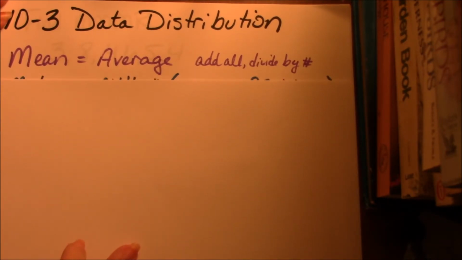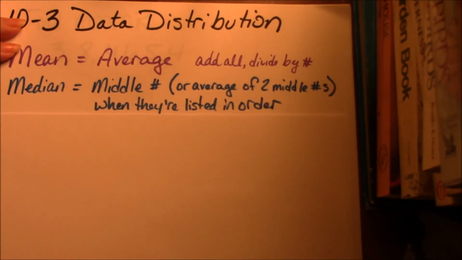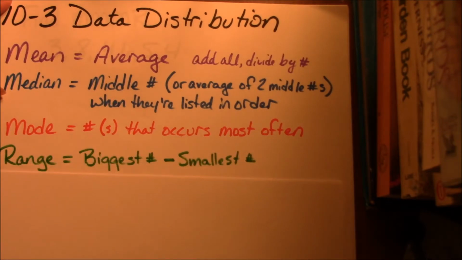Mean is the average, which means you add them all and you divide by the number that you have. Median is the middle number, or the average of the two middle numbers when they're listed in order. Mode is the number that occurs most often. It could be more than one. It could be nothing if they all appear the same amount of time. Range is the biggest number minus the smallest number.